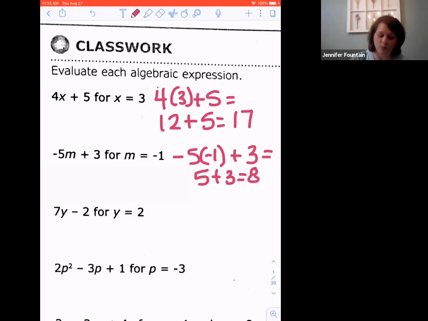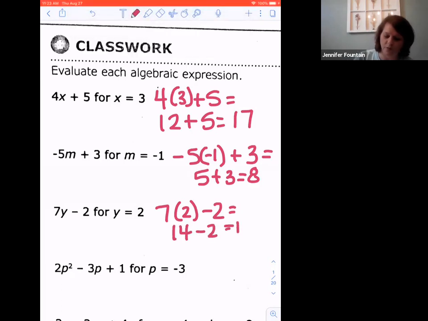All right, the next one, 7y minus 2. I have my 7. I'll plug in 2 for y, and then I'm going to subtract 2. Order of operations tells me I will multiply, then subtract. So 7 times 2 is 14, minus 2 is 12.